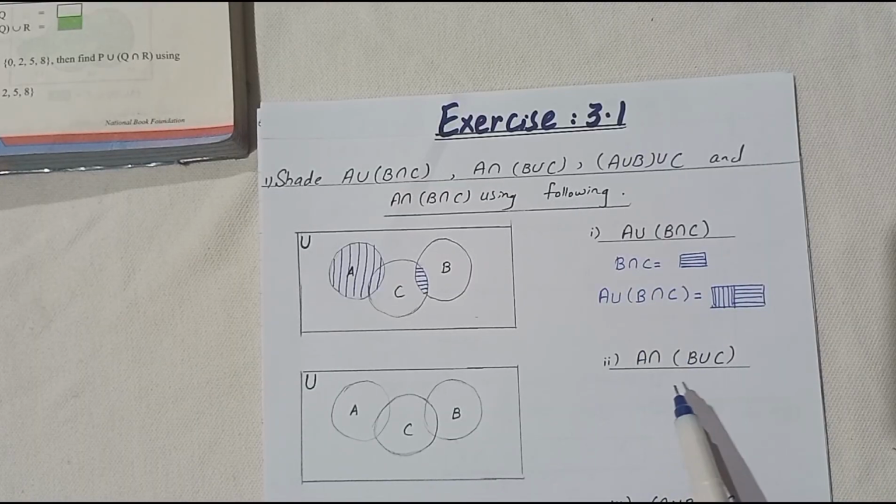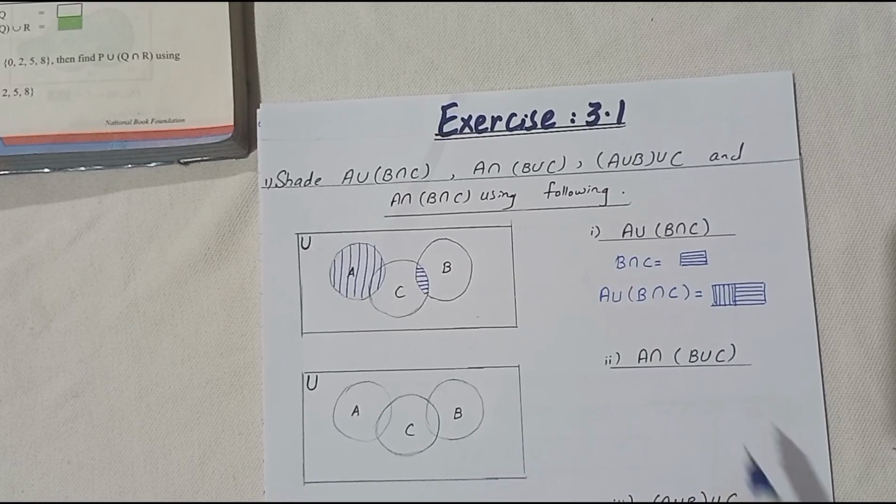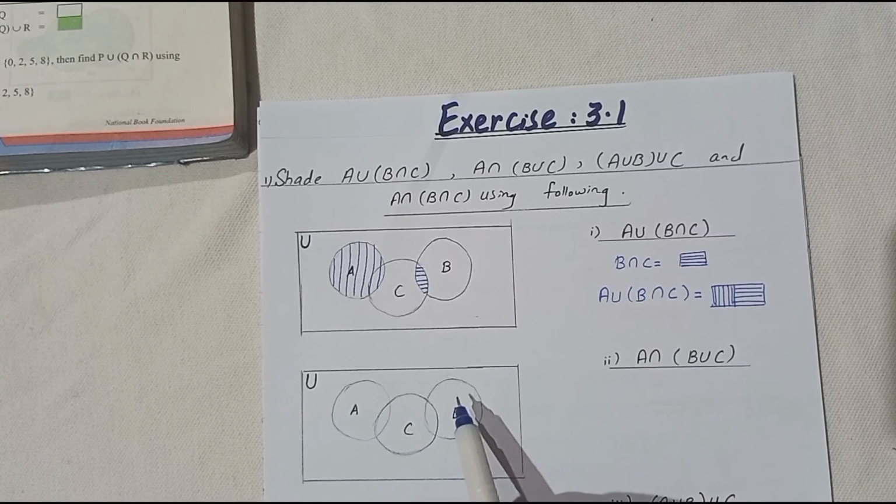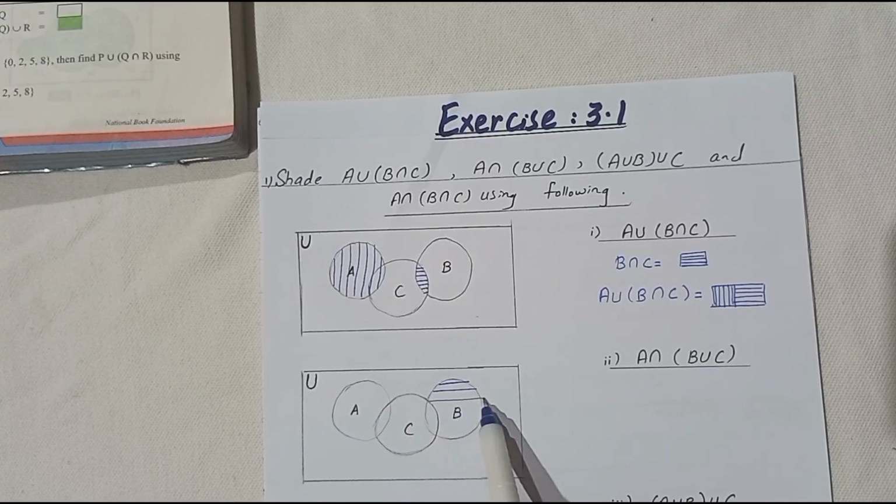Second one is A intersection B union C. So here first we represent the shaded area B union C. B union C means all the area of B and C should be shaded. So we shade it with horizontal lines like this. We draw the horizontal lines on B and C.